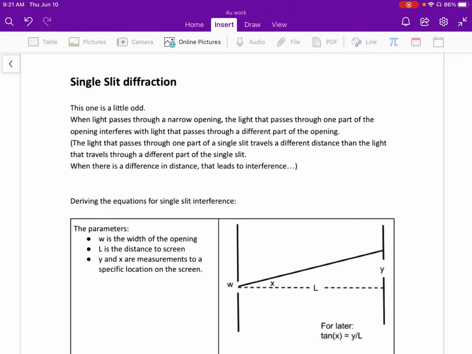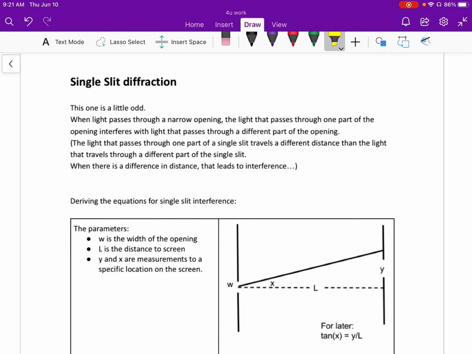I'm not gonna lie. When I first learned this stuff and the first bunch of times I taught it, I really struggled wrapping my head around this one. I found this one to be a little odd. The topic of the day is something called single slit diffraction.